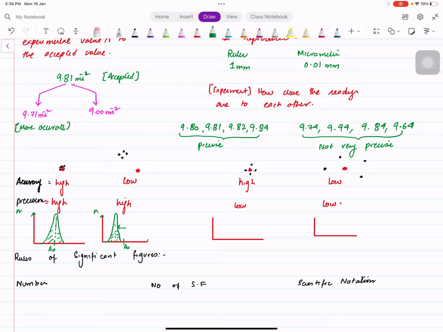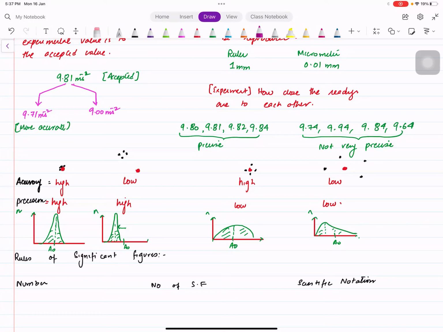In case accuracy is high and precision is low, the graph peak is going to be on the accepted value, but now the spread is going to be very large because the precision is low. So you have values ranging from very small to very big. If it's low for both, then the peak will not form on the accepted value, and obviously, the spread is going to be large because it's low precision as well. Everybody understands this?